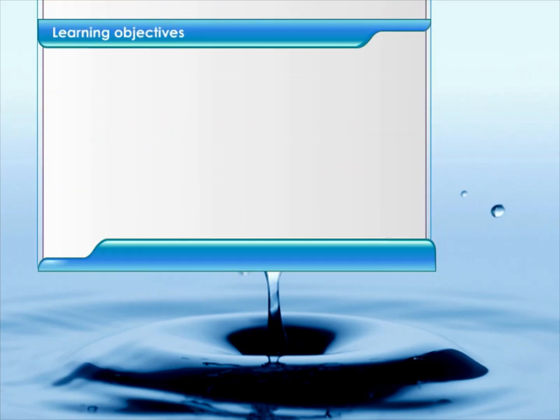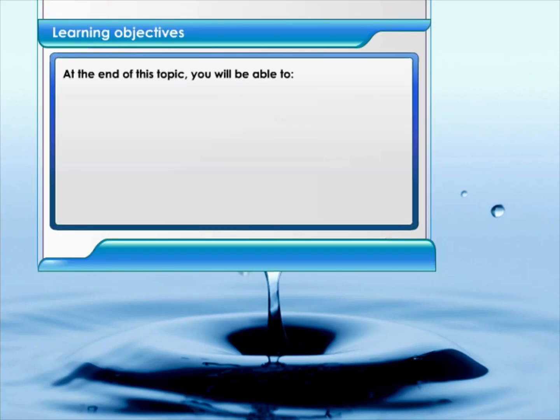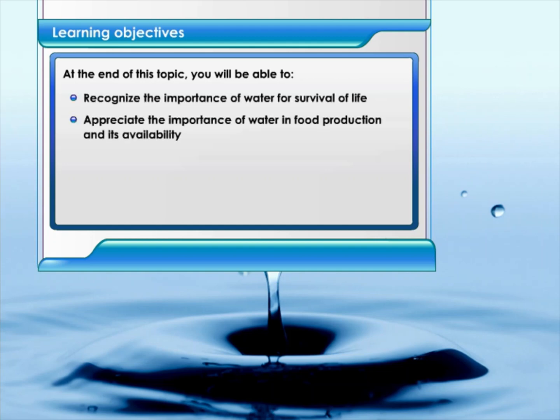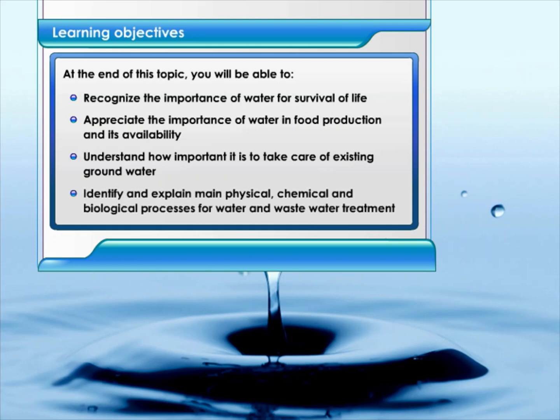Learning objectives. At the end of this topic, you will be able to recognize the importance of water for survival of life, appreciate the importance of water in food production and its availability, understand how important it is to take care of existing groundwater, identify and explain main physical, chemical and biological processes for water and wastewater treatment.